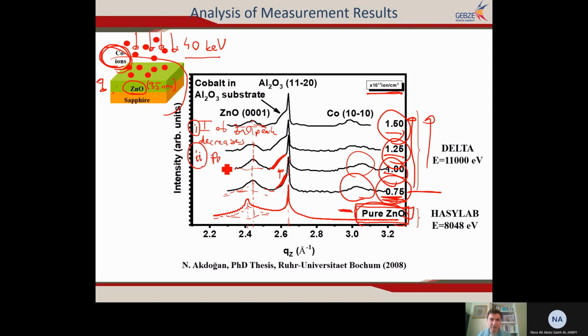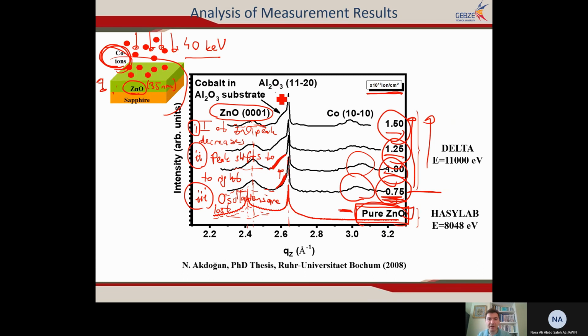The zinc oxide peak shifts to the right. Any other information here? These oscillations are lost. Here are three pieces of information, related to the zinc oxide 001 peak. So they are completely different from the main pure zinc oxide peak.